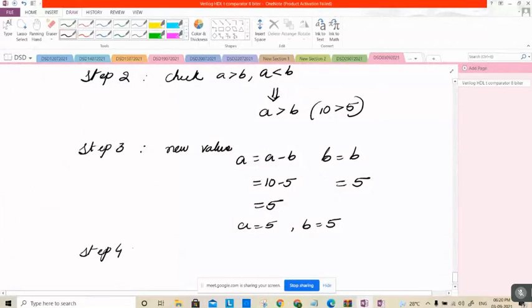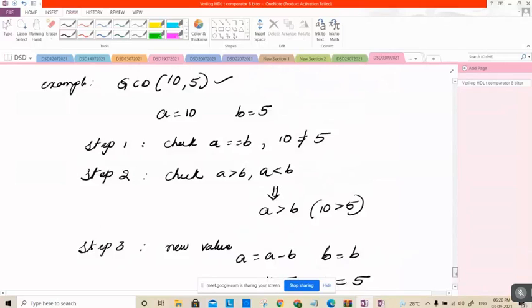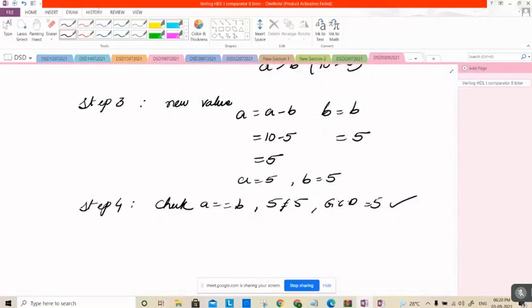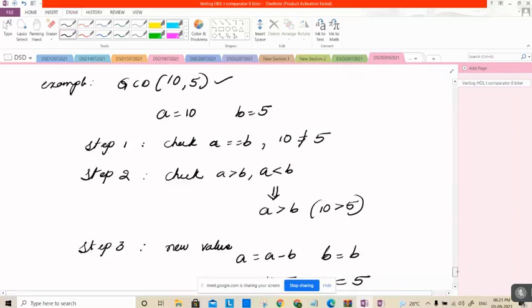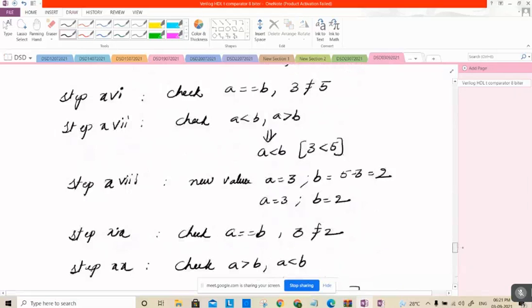Now step 4 says check for the A equal to B condition. 5 is equal to 5. So GCD is equal to 5. Is it clear? 5 is equal to 5. GCD is equal to 5. So from above, tell me what is happening.